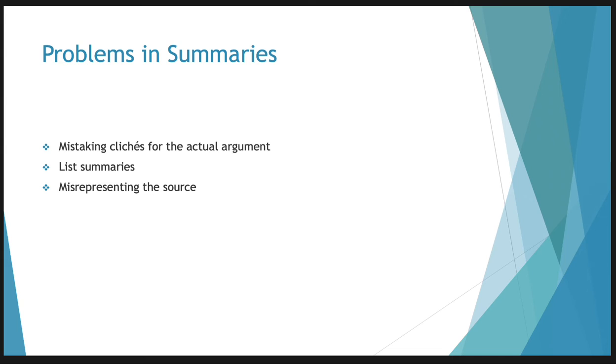We don't want to misrepresent the source, so make sure you're reading carefully and make sure you give the complete information, because leaving something out is misrepresentation. You don't want to display any bias against the argument or the author. Even if you completely disagree, a summary should just be a presentation from a neutral perspective.